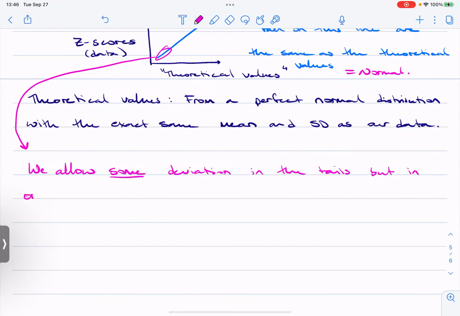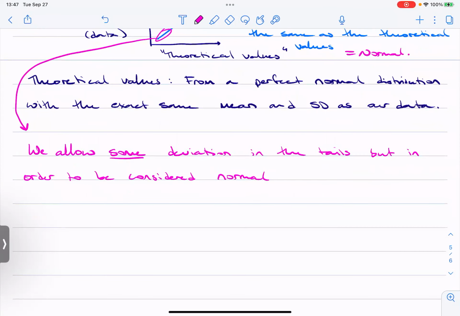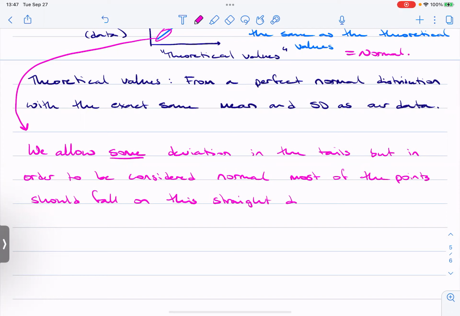But in order to be considered normal, most of the points should fall on the straight diagonal line.